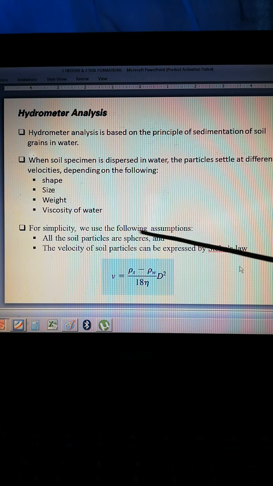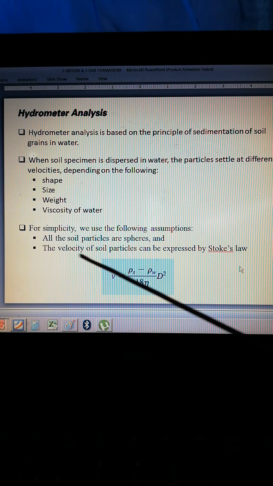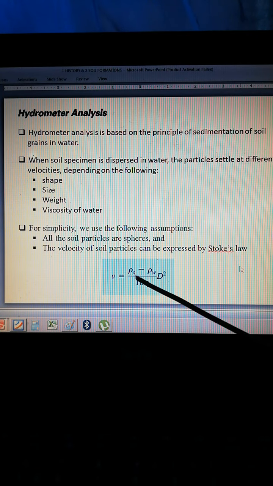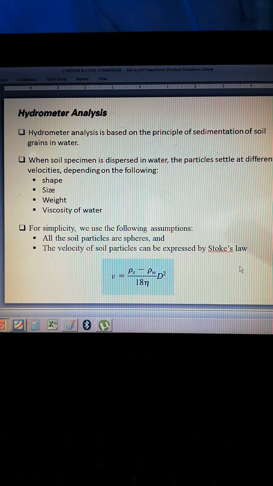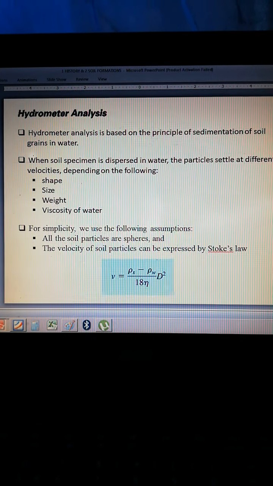Okay, for simplicity, we use the following assumptions. All the soil particles are spheres, and the velocity. So, ngano ang velocity? Kay imo mang palugdangon ang imong clay particles which are in flakes. Nya, mo settle. So, unsa iyang velocity when it settles? So, the velocity of soil particles can be expressed by Stokes' law. Now, these are the terms in Stokes' law. Okay, unsa ng V, unsa ng rho.